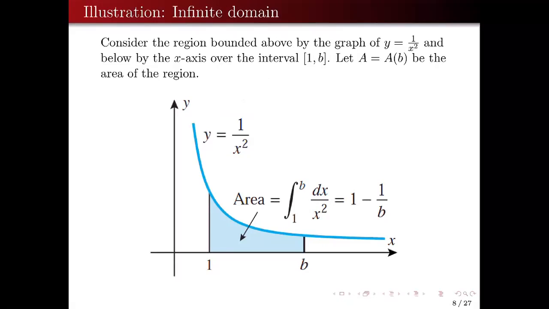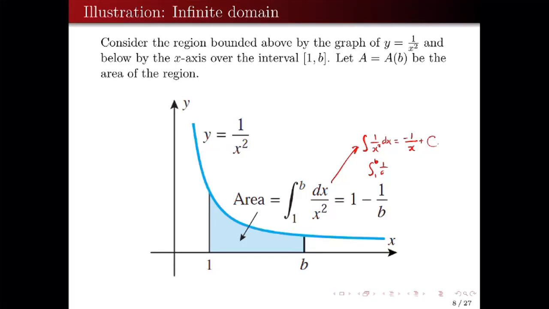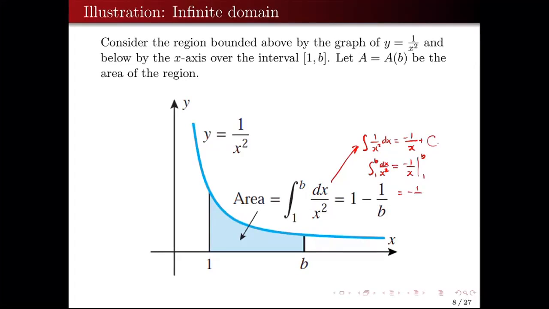Take note, you have to integrate this. What is the integral? The integral of 1 over x squared dx is negative 1 over x plus the arbitrary constant. It's not 1 over x squared, it's not negative 1 over x squared, it's just negative 1 over x. So if we evaluate the integral from 1 up to b of dx over x squared, this is negative 1 over x evaluated from 1 up to b. So this is equal to negative 1 over b minus negative 1 over 1. And that is this guy here.